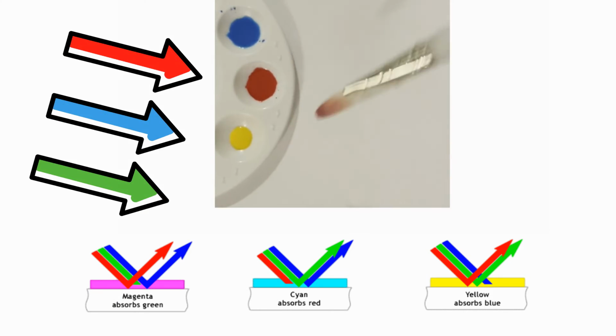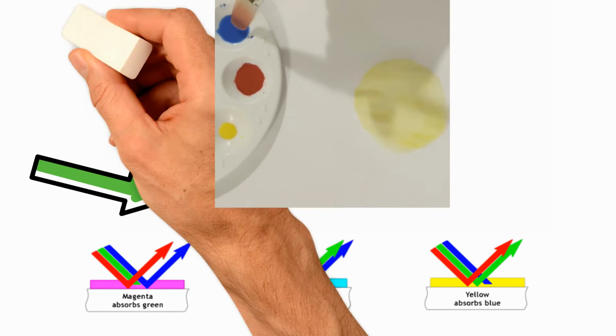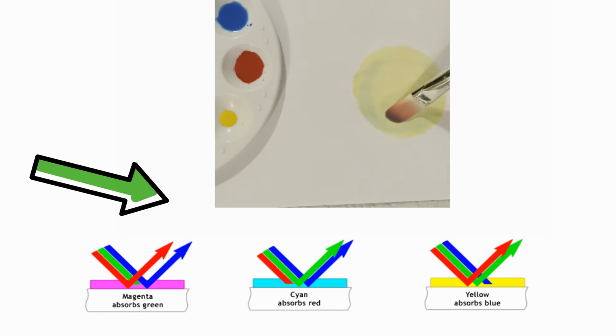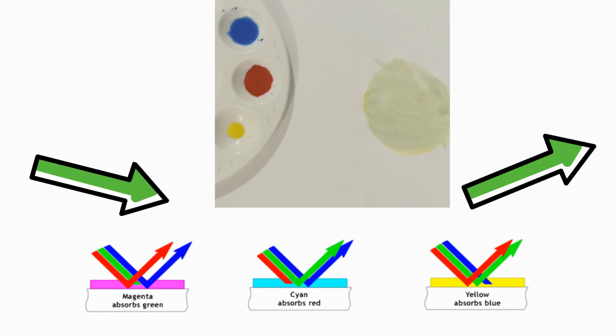Let's look at how we mix two colors then. Take yellow and cyan. Yellow absorbs and subtracts all the blue light, and cyan absorbs all the red light. This leaves only green light, so yellow and cyan make green, a secondary color for pigments.